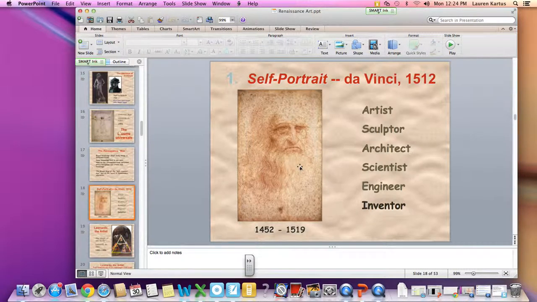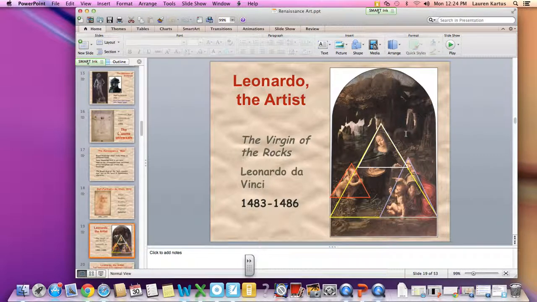And this next slide shows you a lot of the things that he did. He was an artist, he was a sculptor, he was an architect, he was a scientist, an engineer, and an inventor. So under Leonardo, I would like you to write down 2 of those. He got very good at using math. So under more science, I want you to write down that he used math in his portraits. And we've seen these triangles before. He got very good at manipulating triangles to make his art better.